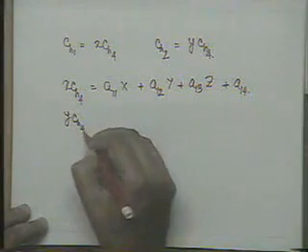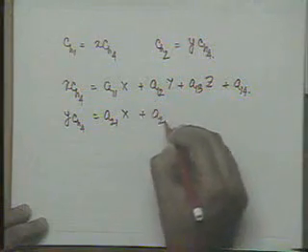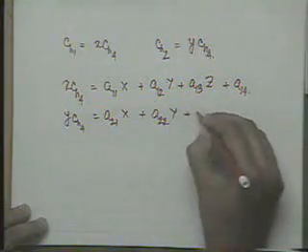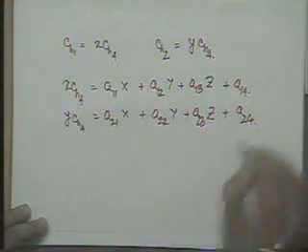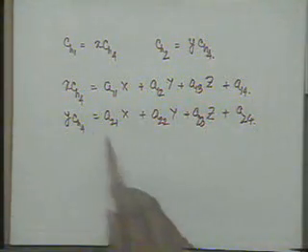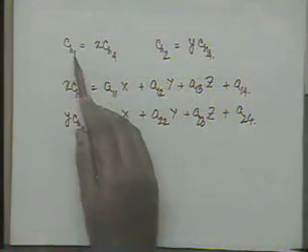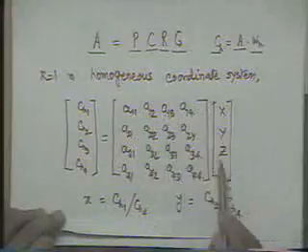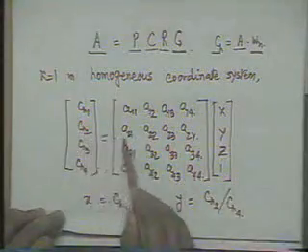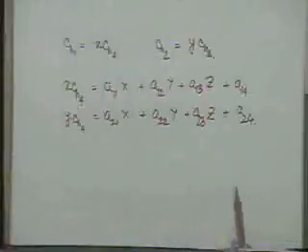For CH2 we are getting A21X plus A22Y plus A23Z plus A24. Okay, this is the X CH1 and Y CH2, that is to say CH1 and CH2, which I simply get by multiplication: CH1 is A11X, A12Y, A13Z, A14. CH2 is A21X, A22Y, A23Z and A24.